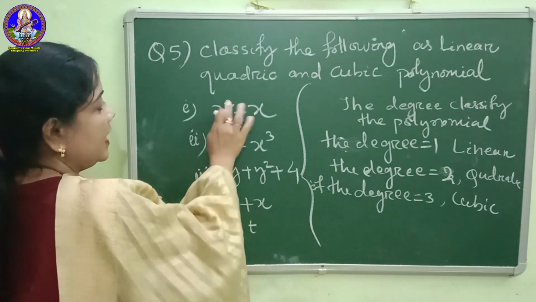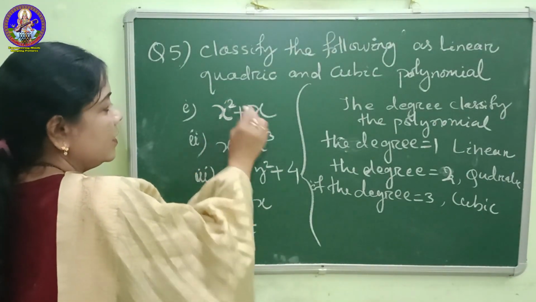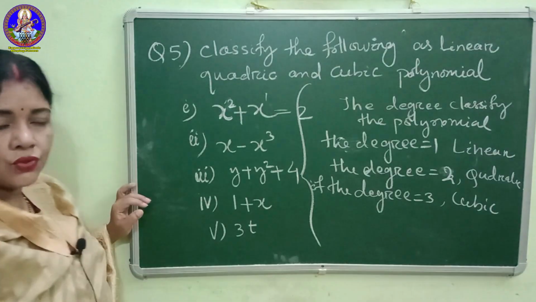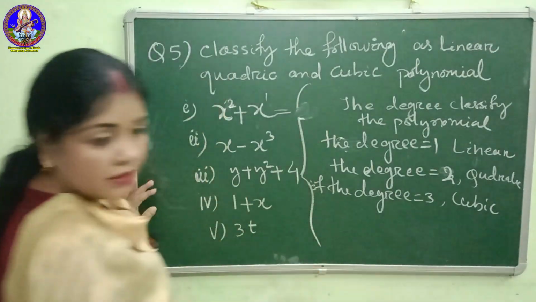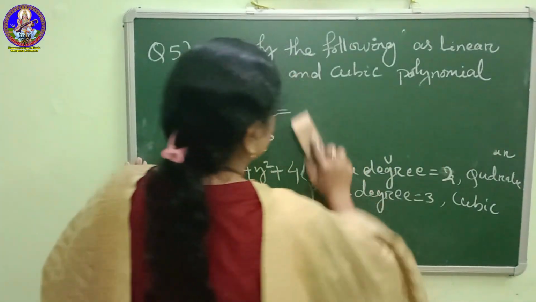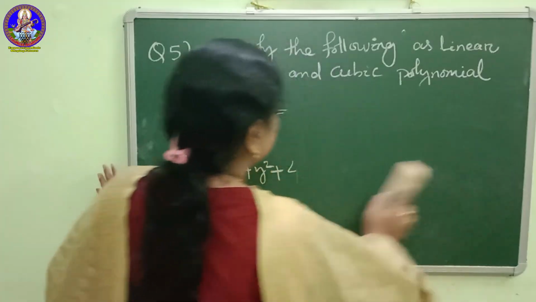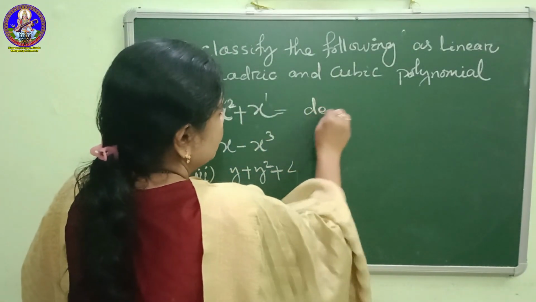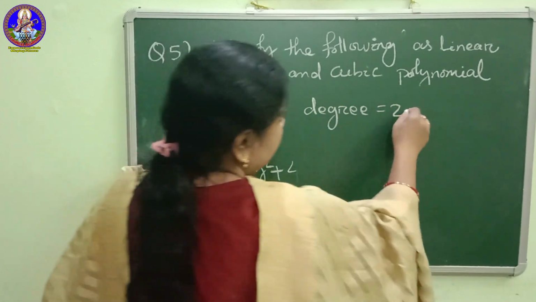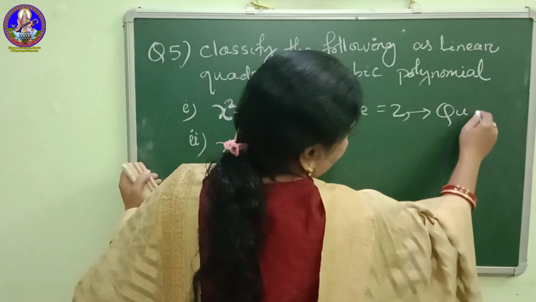So here, in x square plus x, the highest degree is 2. So if the degree is 2, it comes under quadratic polynomial.